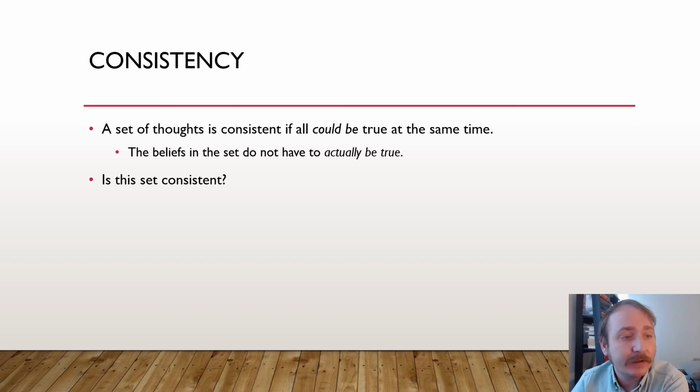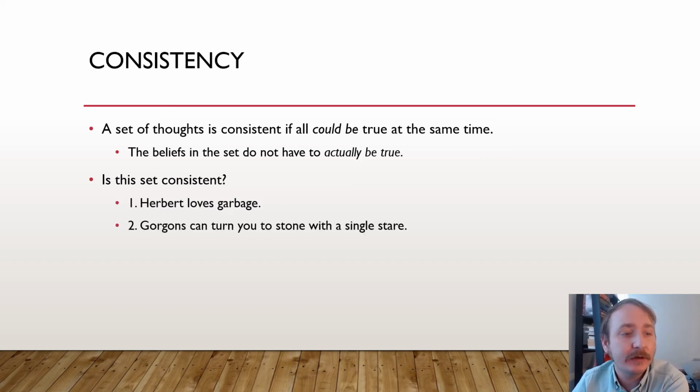So, for example, think about whether this set is consistent. Herbert loves garbage. Gorgons can turn you to stone with a single stare, right? Now, you may have thought at first, and this is a common mistake, that these things are not related to each other at all, and so they can't possibly be consistent. But actually, the relationship goes the exact opposite direction. If things are totally unrelated, it's in fact easier for them to be consistent because they can't contradict each other, right?